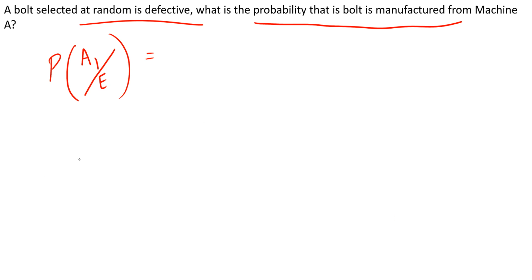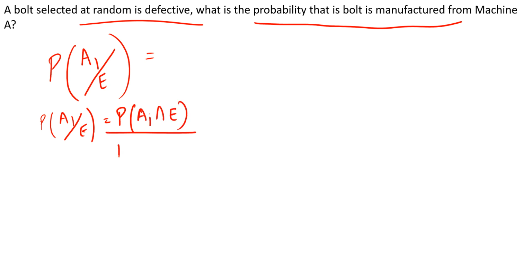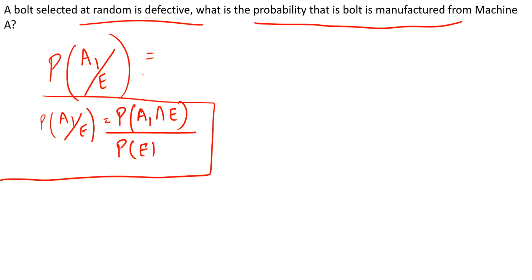What we exactly know is that conditional probability has a formula. Simply stated, this is the probability of A1 intersection E upon the probability of event E, right? We already have this formula, so we can simply use it here. This is how we find the conditional probability. You can also have a look at our previous video, where we've already discussed this part in detail.